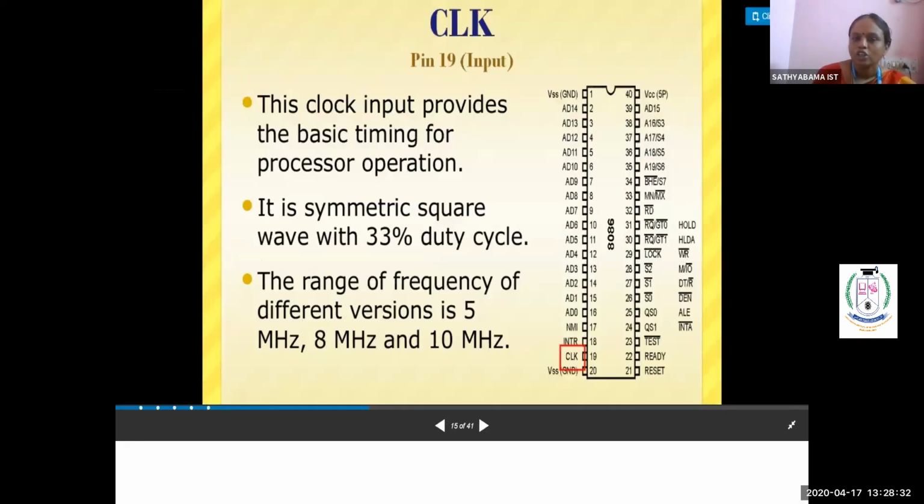Then the clock signal. I told you that the clock signal plays the major role in deciding the frequency. So 1 pin is allocated for the clock. The input will be given from the oscillator, and depending upon that, the frequency will be decided, whether it is 5 megahertz, 8 megahertz or 10 megahertz. It decides the frequency of the 8086. So there are 3 ranges of frequencies: 5 megahertz, 8 megahertz, 10 megahertz.